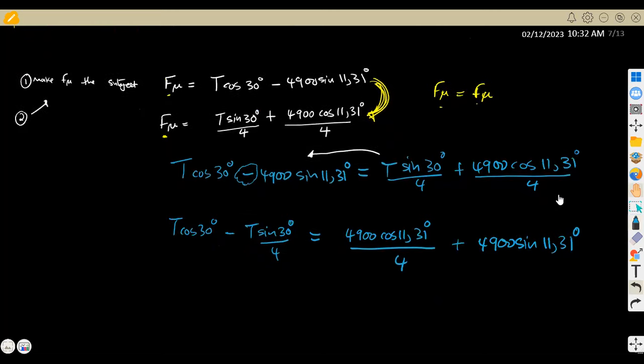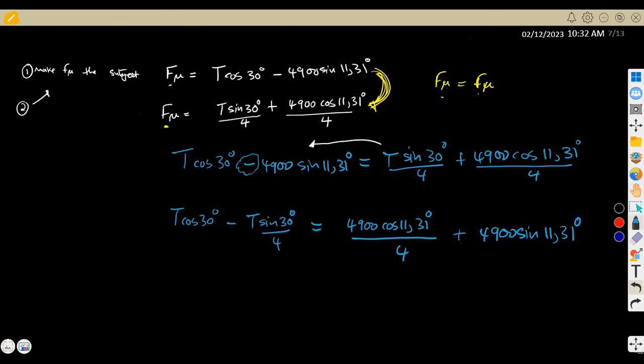Okay, so this is what you're going to do, guys. We need to add this part with sine. So you just have to add here. What are you adding? Because this is t and this is t. So you simply add cos 30 minus sine. So it's a minus. So it's minus sine 30 over 4. So this is what you're going to do.